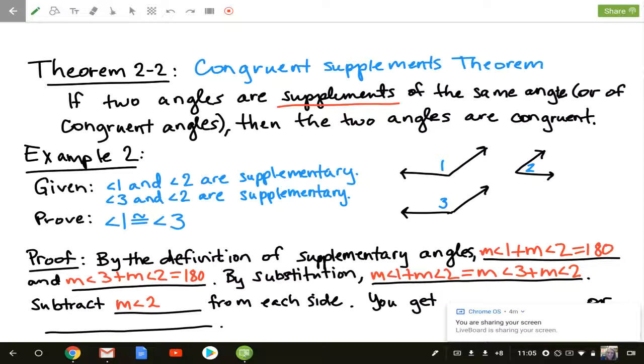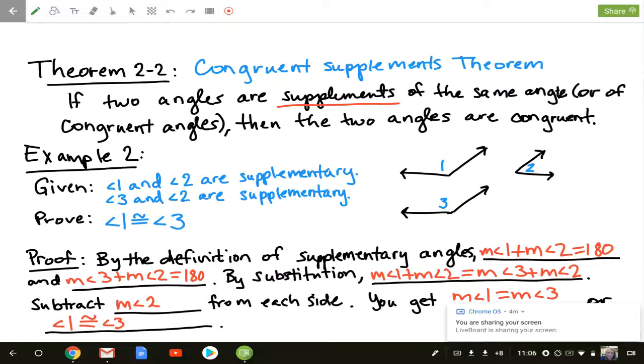Now if I take away the measure of angle 2, I'll get the measure of angle 1 equals the measure of angle 3. That's the same thing as saying angle 1 is congruent to angle 3. So remember, we said the equal sign is used when you're talking about measures or lengths. The congruent sign is used when you're talking about a figure itself or the angles themselves.